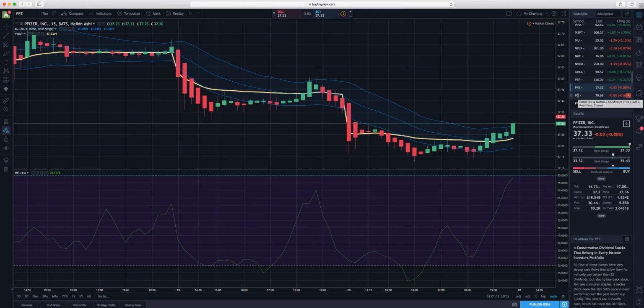I highly encourage you to go check it out. Again, this is on TradingView. You're going to change the candle to Heikin Ashi. You're going to look at 15-minute. You're going to combine it with the MFI.